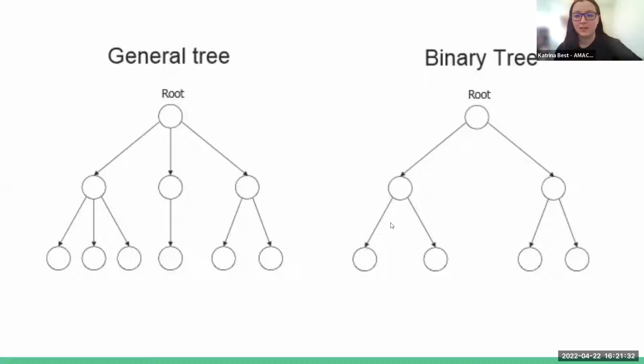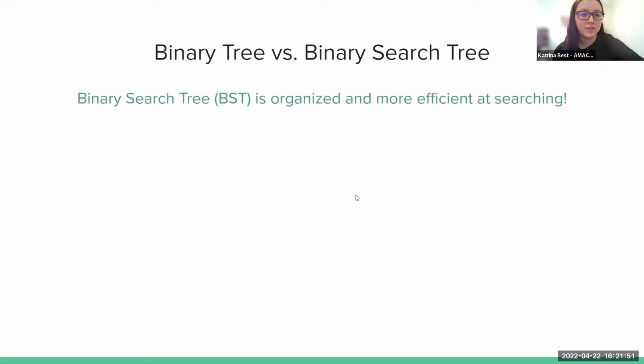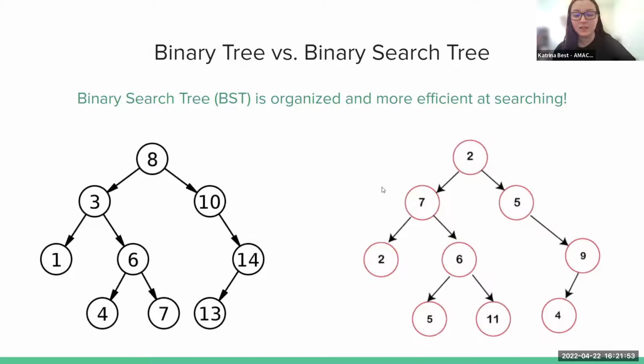Yeah? Okay. So yeah, difference between general tree, binary tree. Binary tree can only have up to 2 children nodes. Yeah, this is an example of a balanced binary tree, but it doesn't have to look like this. So here's an example of the 2 of them. Can anybody tell me which one's the binary tree, which one's the binary search tree? On the right is the binary tree. On the left is the BST. Perfect. And can anybody tell me why?